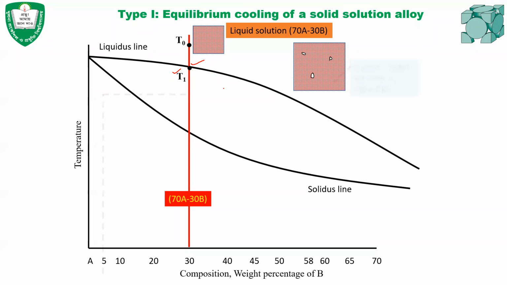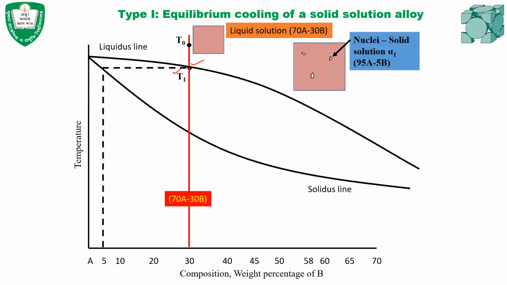If you want to know that, then we have to draw the tie line. If we draw the tie line, meaning a constant temperature line, it will give us the chemical composition at that temperature, as well as the percentage of solid and liquid present in that solution.